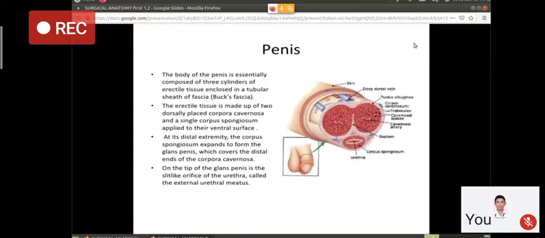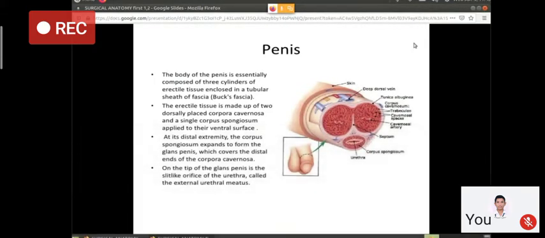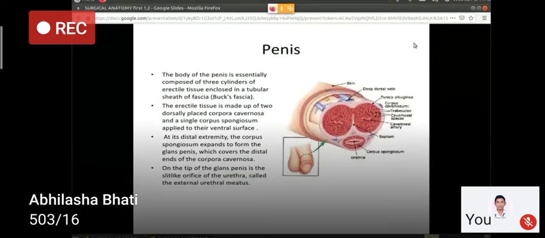So the body of the penis is essentially composed of three cylinders of erectile tissue. These are the muscular tissue of this organ enclosed in a tubular sheath of fascia that is called Buck's fascia. These three erectile tissues are made up of the two dorsally placed corpora cavernosa and the single one, posterior or ventral, the corpus spongiosum, applied to their ventral surface.